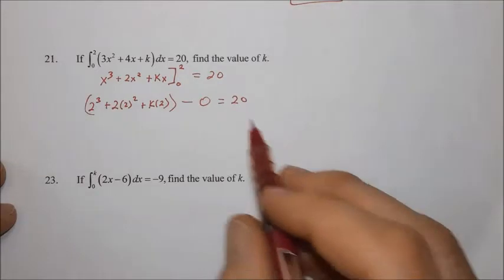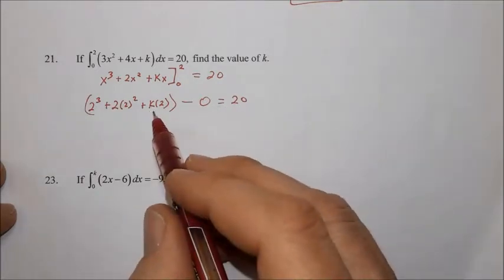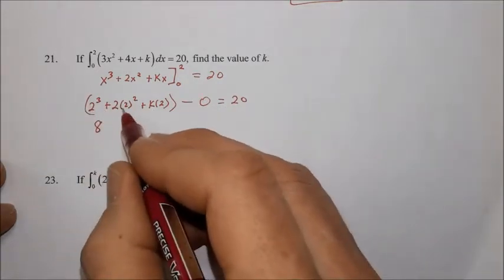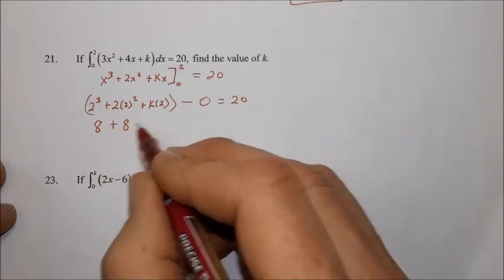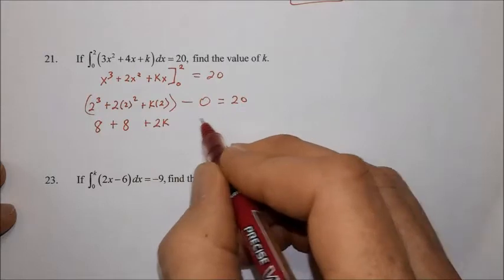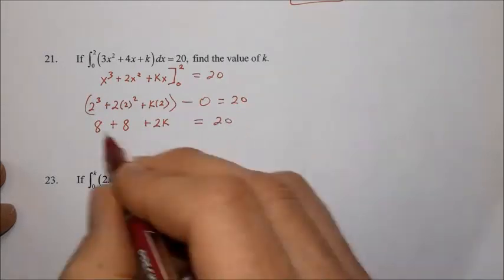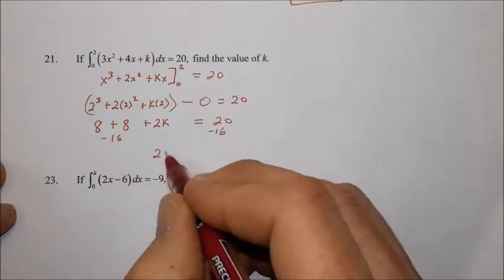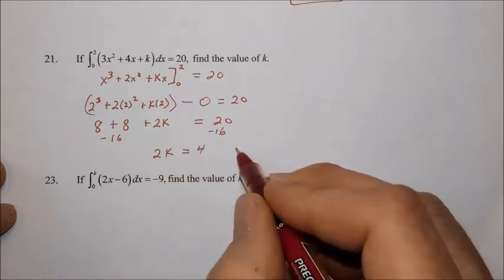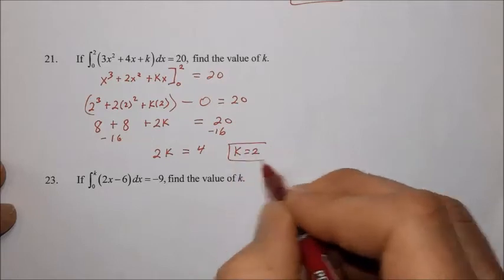Well, now we have one equation with one variable, which means we can solve for it. 2 cubed is 8. 2 squared is 4. Doubled is also 8. So we have 8 plus 2k is equal to 20. That's 16, so we'll subtract 16 from both sides. So 2k is equal to 4, which means k must be equal to 2.